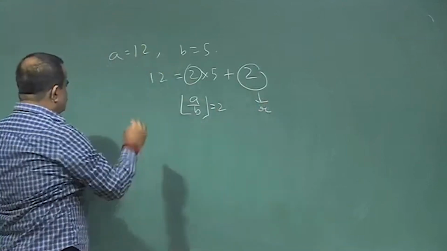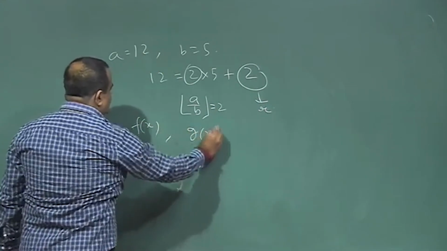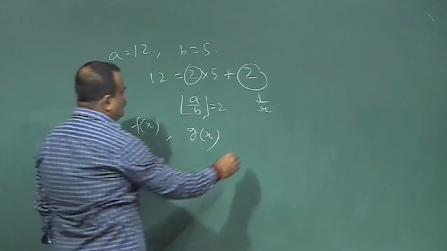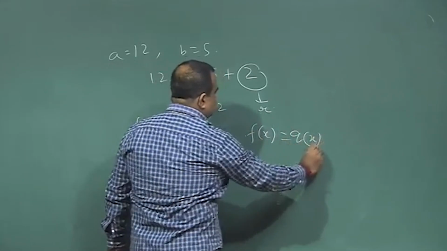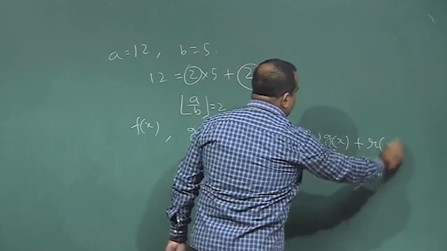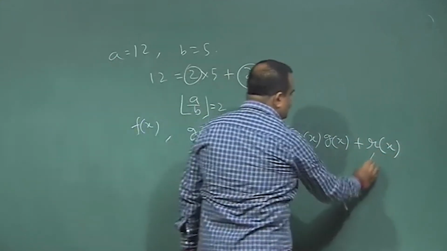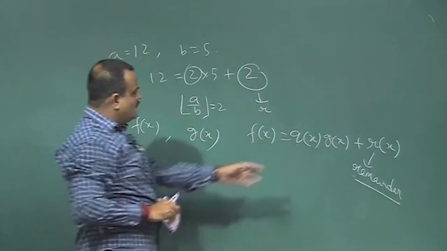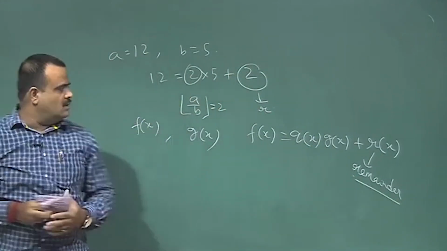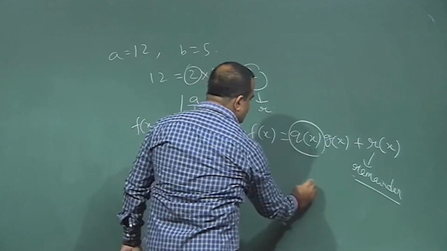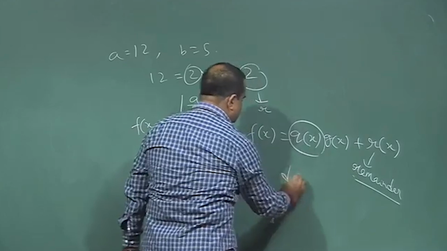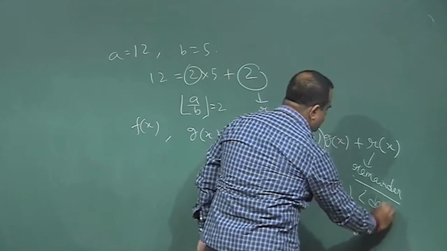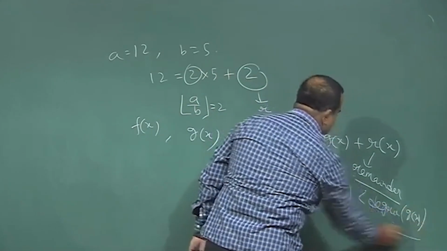Similarly for polynomials, if we have two polynomials f(x) and g(x), and the degree of f(x) is more, we want to divide f(x) by g(x). So, f(x) should be written as q(x)g(x) plus r(x). This r(x) is called the remainder polynomial, and the degree of r(x) must be less than the degree of g(x), otherwise we have to divide again. And q(x) is called the quotient.